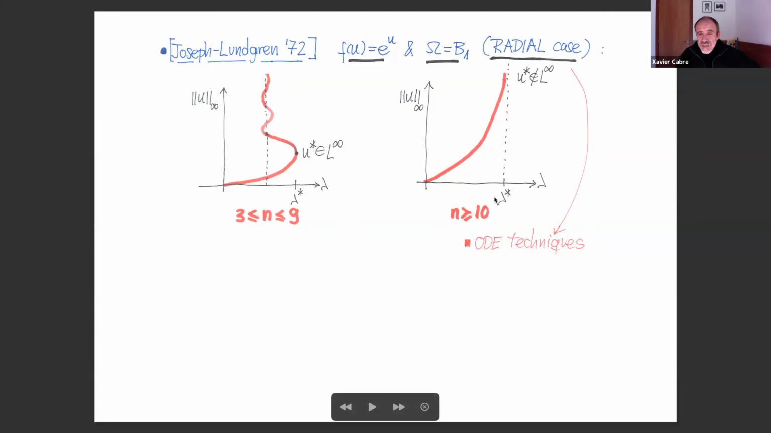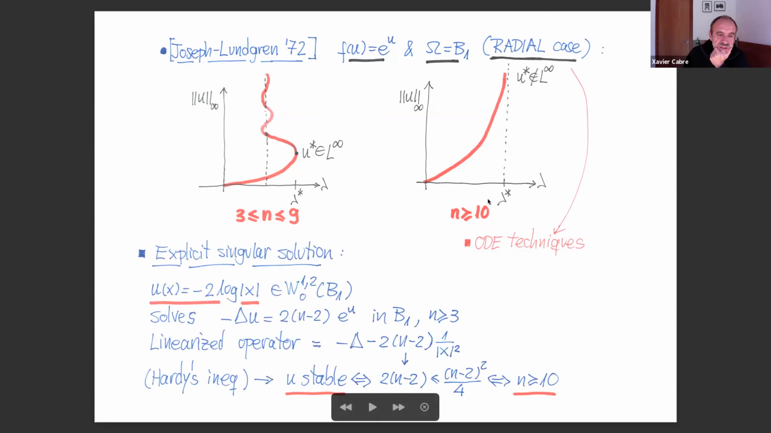For dimension 10 and higher, the picture is simpler. The L infinity norm of the stable solutions blows up as lambda goes to lambda star, and the extremal solution is not bounded. It's a weak distributional solution, but it's not bounded. This was done by them by ODE techniques, but at least part of this is easy to understand from a very simple PDE technique, which is this one. This was pointed out by Brezis and Vázquez later on.